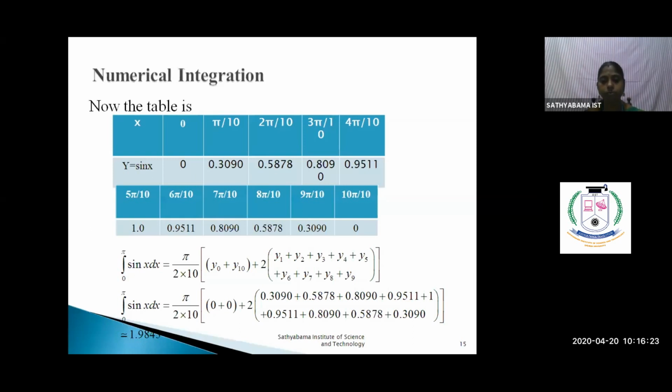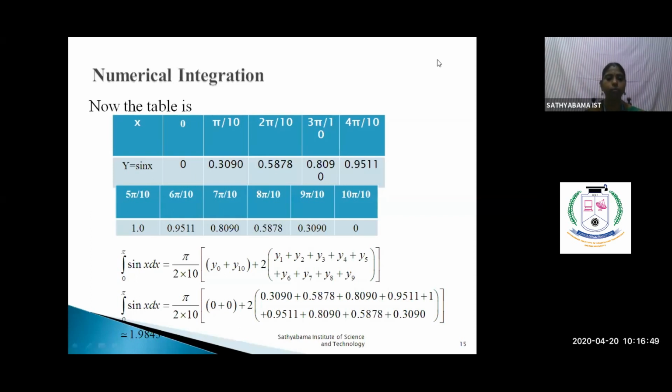Can I use Simpson's 1/3 rule? Yes. Why? Because my n is 10. So 10 is an even number. So I can use Simpson's 1/3 rule also. Can I use Simpson's 3/8 rule? No. Why? Because n equal to 10 is not a multiple of 3. So I can't use Simpson's 3/8 rule. And we can use the remaining two, trapezoidal and Simpson's 1/3 rule.